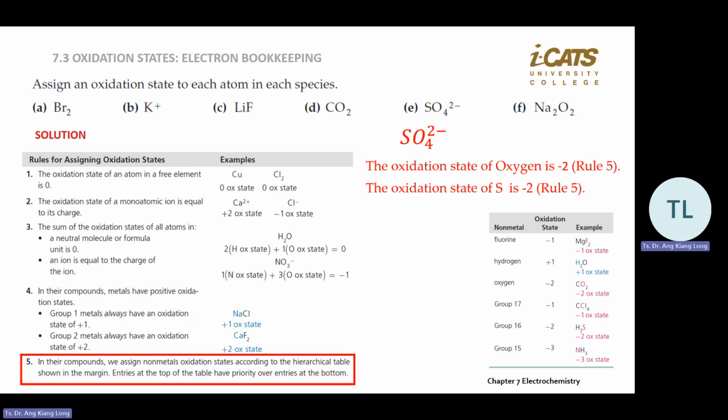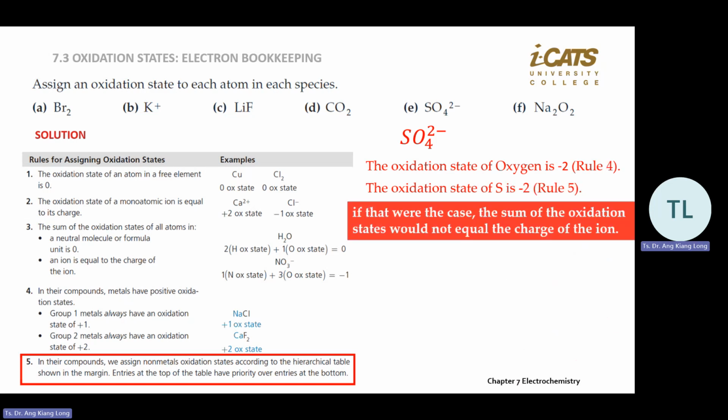In this case, I straight away give you the answer. In the test, you need to refer to the periodic table in the question sheet. So S is group 16. So straight away you refer to -2 for S.